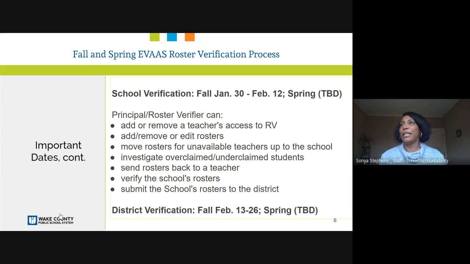So if there's a student where a teacher is saying she's only or he's only claiming them for 50%, then there should be a valid reason for that only 50%. It could be that the teacher was out on maternity leave and she was only at your school for half the time. That's a valid reason. Could be that the student was new to your building and they came to your school in the middle of the year. Then that student could be underclaimed.